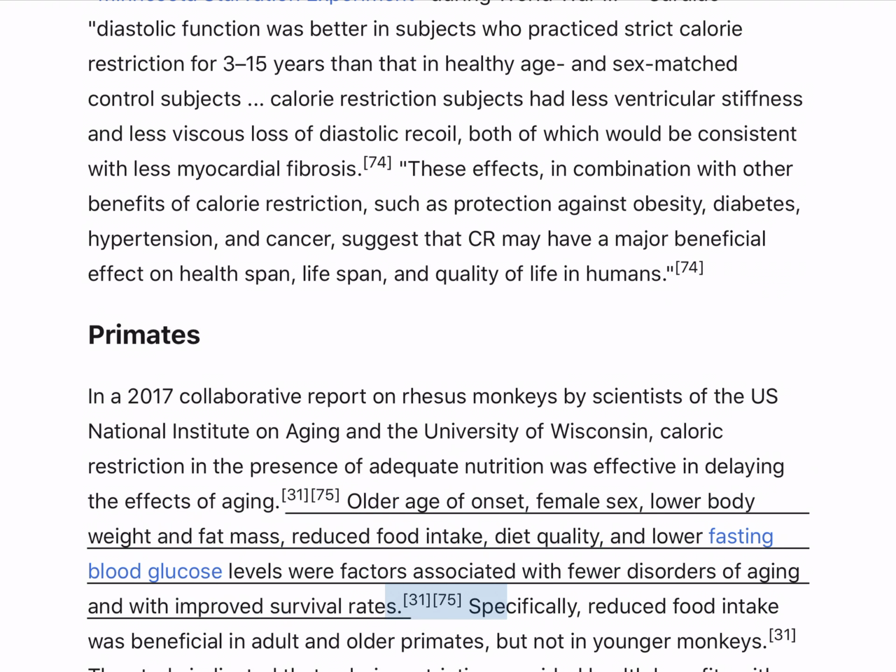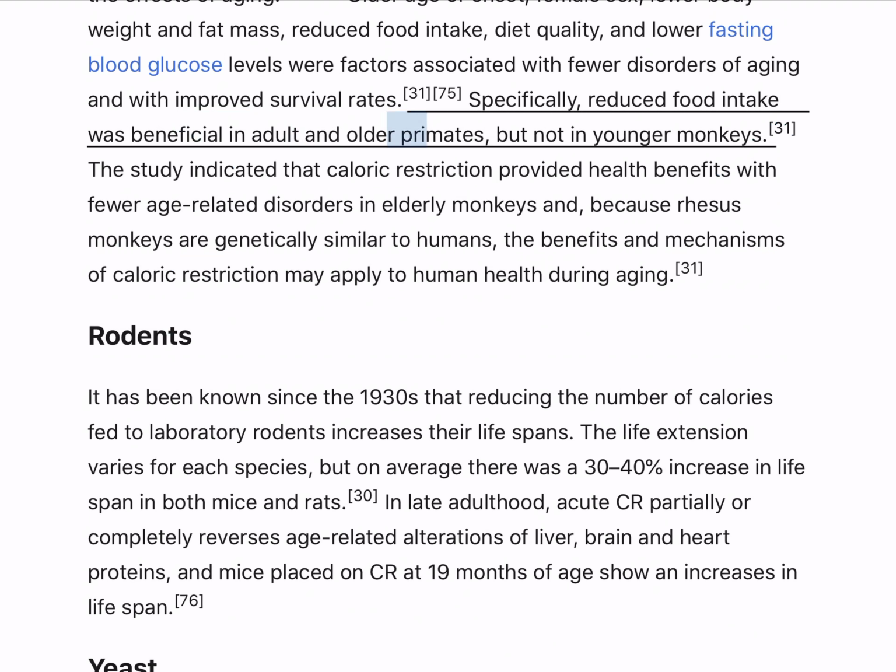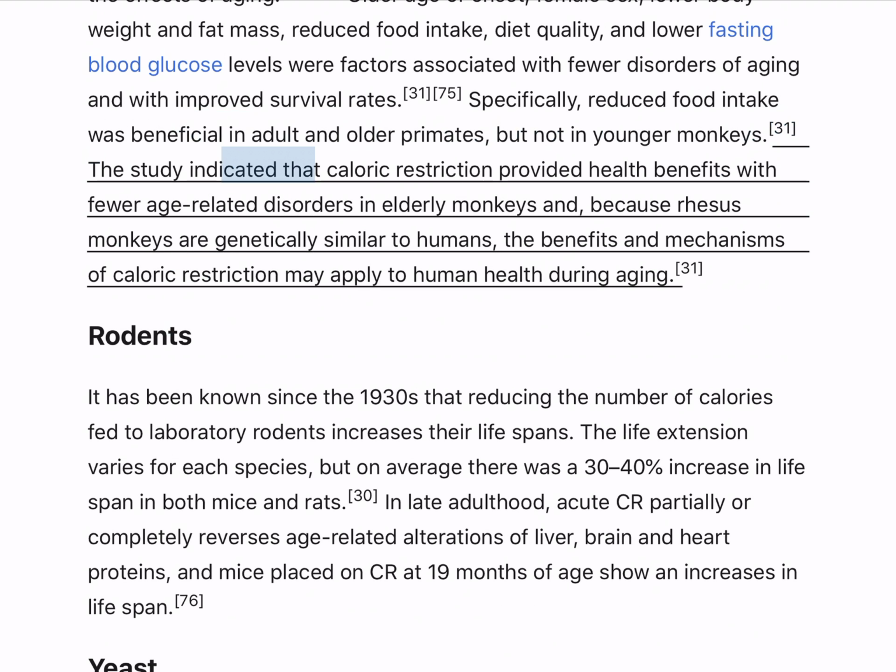Specifically, reduced food intake was beneficial in adult and older primates, but not in younger monkeys. The study indicated that caloric restriction provided health benefits with fewer age-related disorders in elderly monkeys and, because rhesus monkeys are genetically similar to humans, the benefits and mechanisms of caloric restriction may apply to human health during aging.